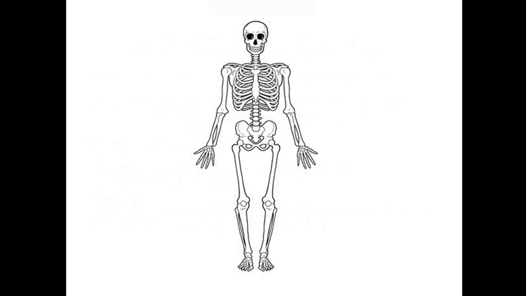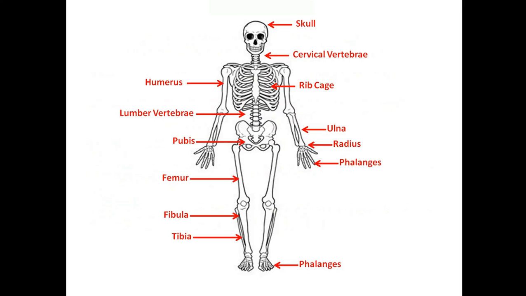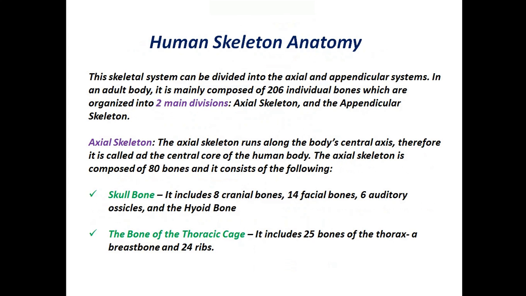Here's the diagram of the human skeleton. Let's label it. Skull, cervical vertebrae, rib cage, humerus, lumbar vertebrae, pubis, ulna, radius, phalanges, femur, fibula, tibia, and finally the phalanges of legs. Try to click a picture of this entire labeled diagram in your mind all throughout this video. Now let's look at the human skeleton anatomy.